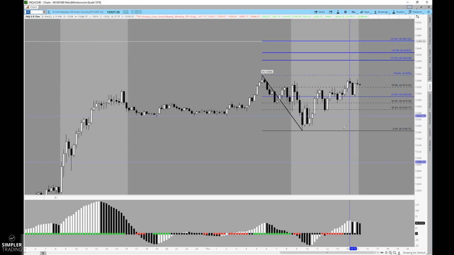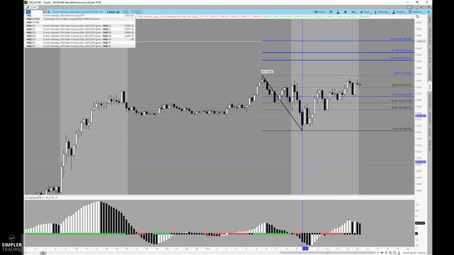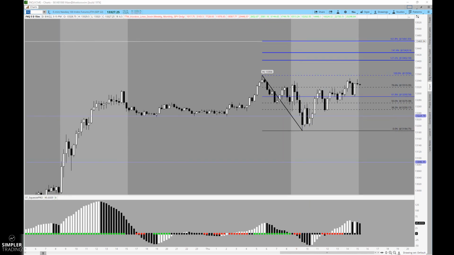So looking at the low that was made today during the cash session, using the high that was made overnight to run my fib extensions, I like the idea that this is still a pattern of higher highs and higher lows, and that index is set to move into the extension up there at 13,460.